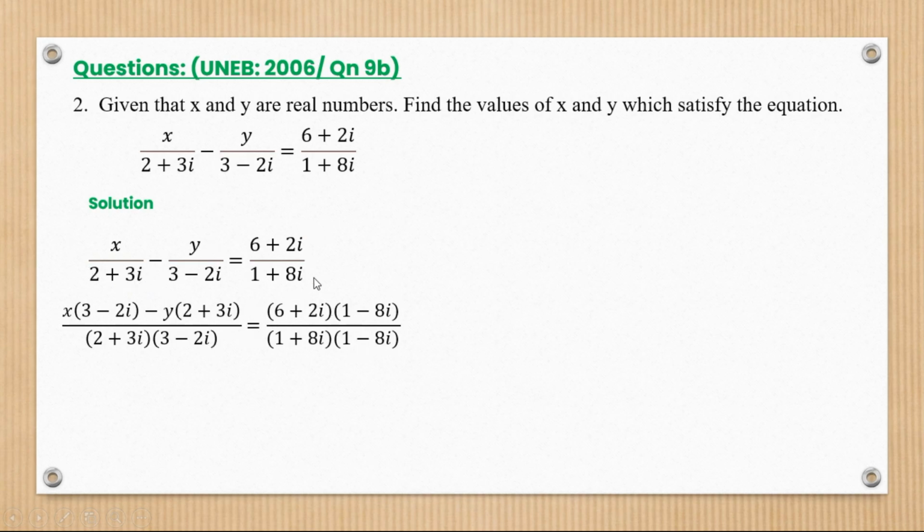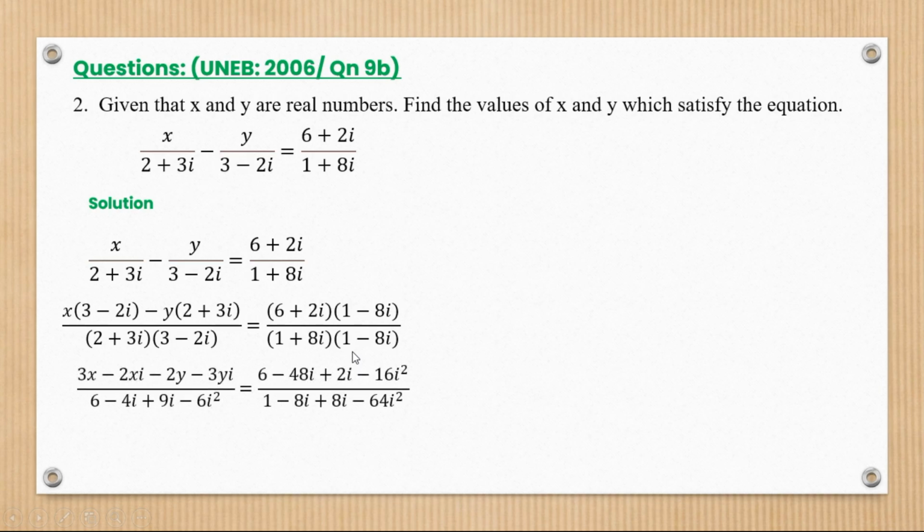And then on the right hand side, you can see that when you're working with division of complex numbers, we multiply both the top and bottom by the conjugate of the bottom. So that's why we have the top and bottom being multiplied by 1 minus 8i. As you can see, when I open brackets here, this is what I end up with, and then I also end up with this on the right hand side.